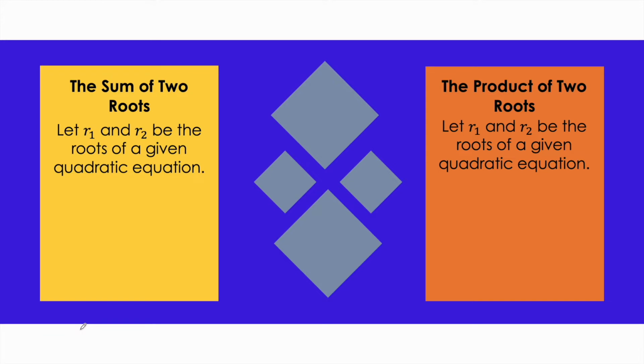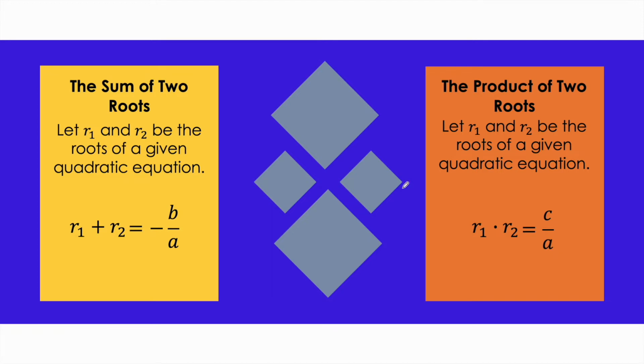In this video, we will talk about the sum of two roots and the product of two roots of a given quadratic equation. Let r sub 1 and r sub 2 be the roots of a given quadratic equation. R sub 1 meaning the first root, r sub 2 means the second root. If we add those roots, we will obtain negative b over a, and if we get the product of those roots, we will have c over a.